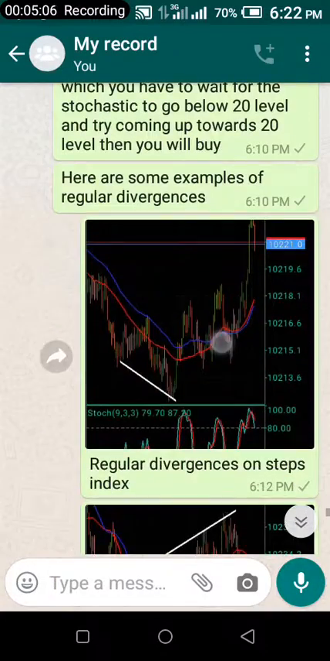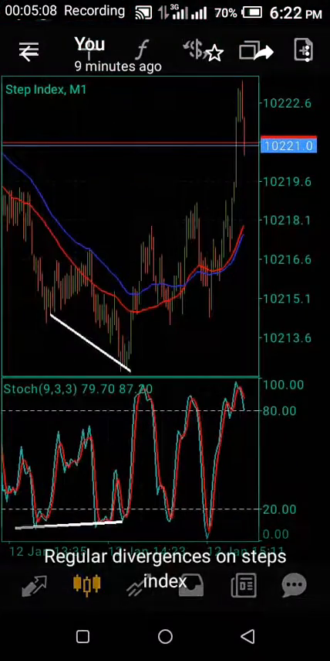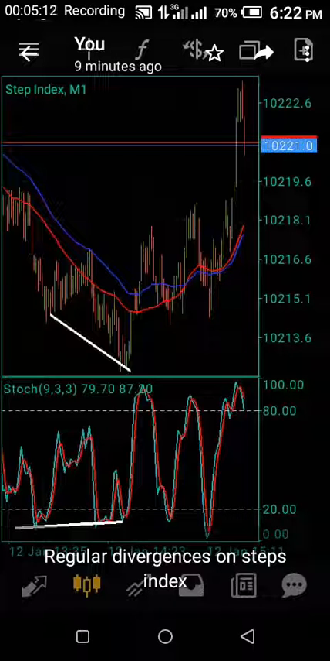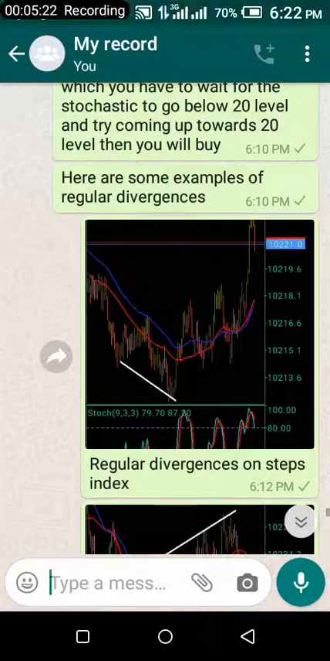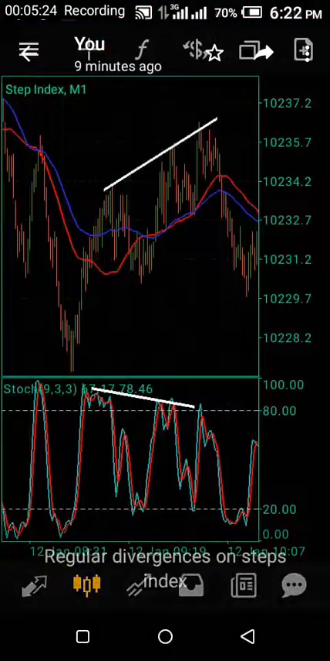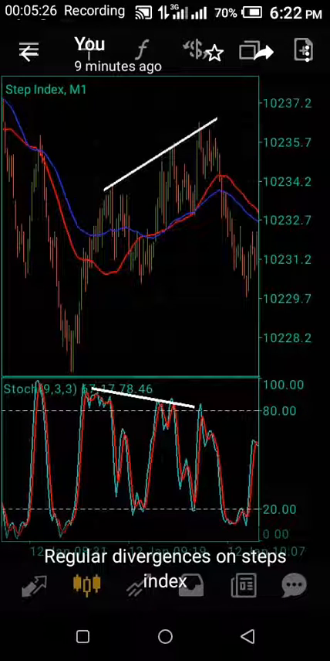So these are the examples of regular divergence. Can you see the step index? See, so this is high low. Then this one, look at it. Look at the stochastic. Look at the way the stochastic, what happened? It went up. So that's one. Look at another one. This is another one. Look at the way I drew my line on the step index.